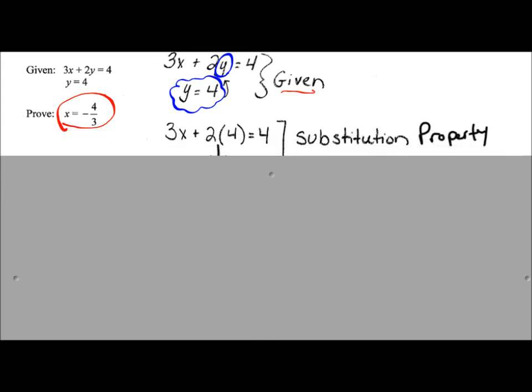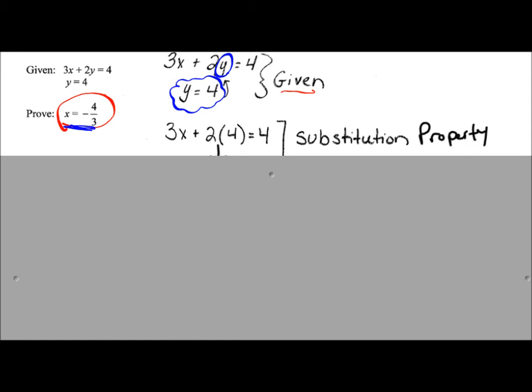When I plug that in, I'm left with 3x plus 2 times 4 equals 4. I like what I see already because I noticed there are no y's left. And I saw that what I want to prove just has x in it. So that looks pretty good so far. Now let's clean it up and get the x alone.